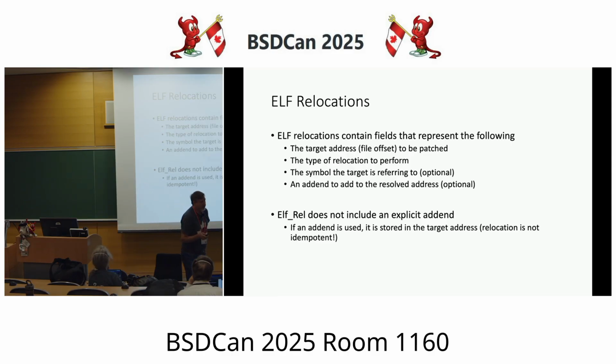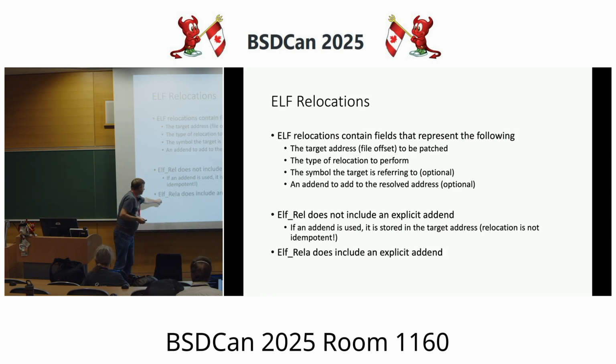On some architectures, we use a version called elf_rel. And elf_rel includes the first three fields, but it doesn't include an addend. Instead, if there is an addend, it's actually stored in the target location. So the way you handle relocations with elf_rel is, if it's a type of relocation that needs an addend, you have to read the addend out of the place you're going to patch, figure out your computation of the value you're going to store, and then write the final value back to the location, which means you've destroyed the addend. So you only get to do this once. It's not idempotent.